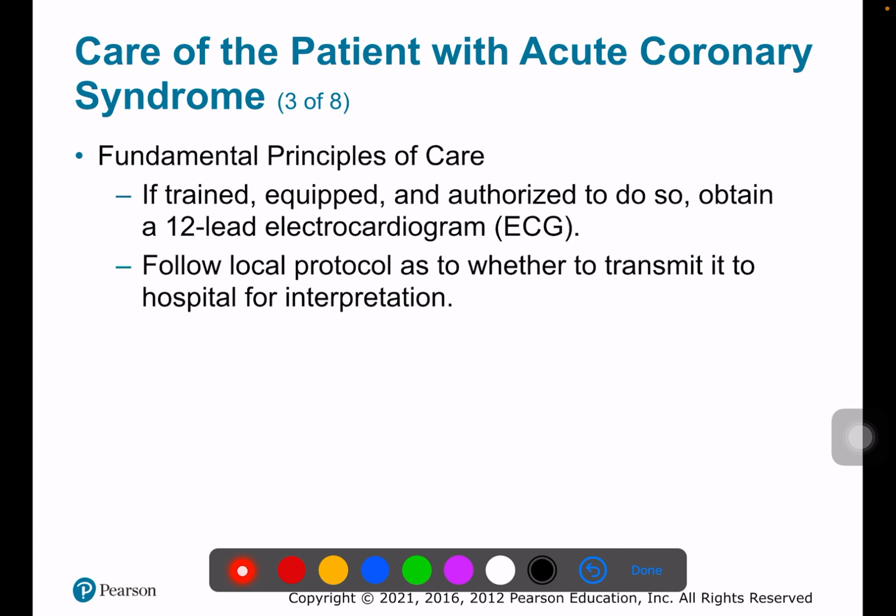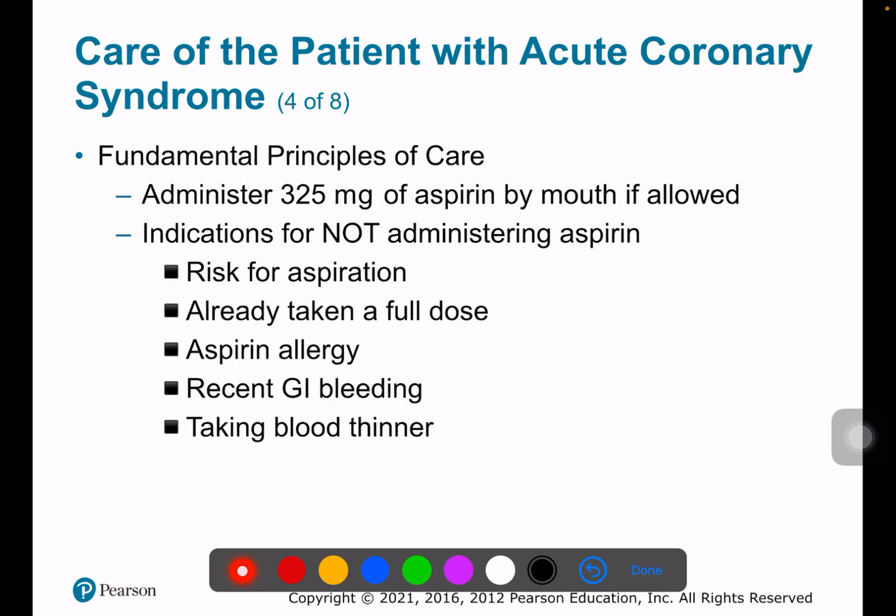Fundamental principle of care: if trained, equipped, and authorized, do so. Obtain a 12-lead EKG, and then follow local protocols as to whether to transmit it to the hospital for interpretation. We'll go through that as well when you guys are EMTs. So administer 325 milligrams of aspirin by mouth if allowed. It is allowed, 100%. If you're different than paramedics, okay?